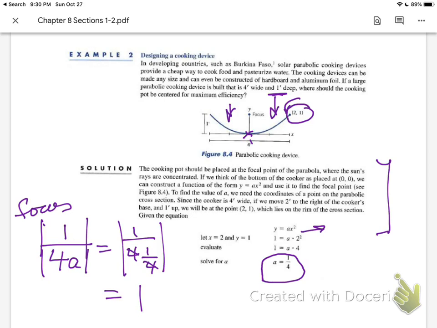So again, to summarize, we worked out that your point is going to be (2, 1). We use the 2, 1, which are the x and y values, to figure out the a. Once you have the a in your original parent function, you can then figure out the location of your focus. It's always going to be within the arms of the parabola. Since this parabola is concave up, that focus is 1 foot above the bottom.